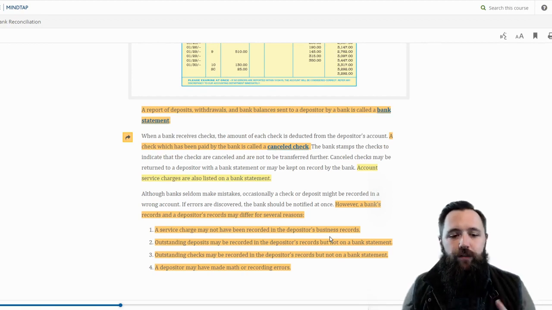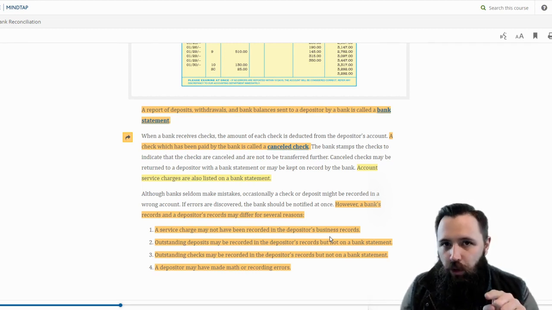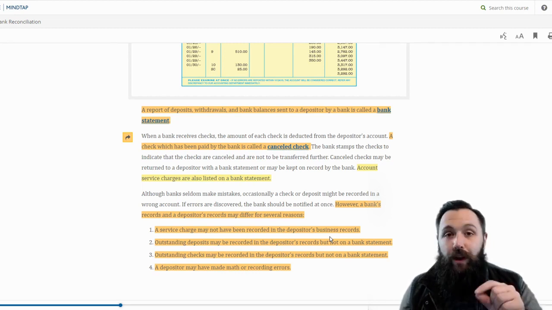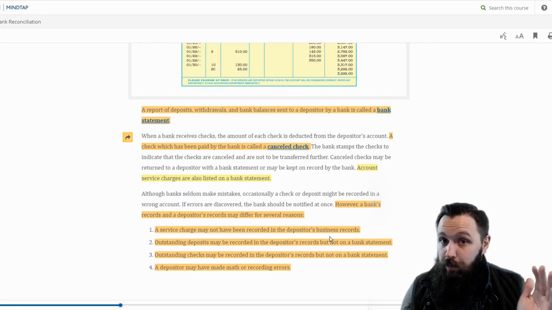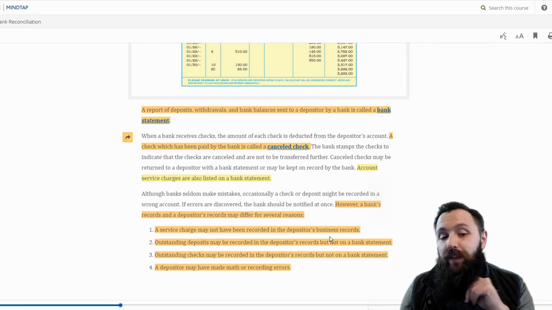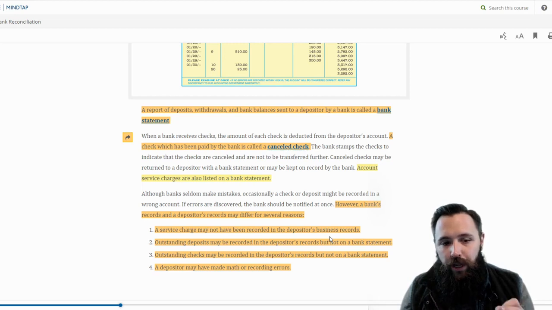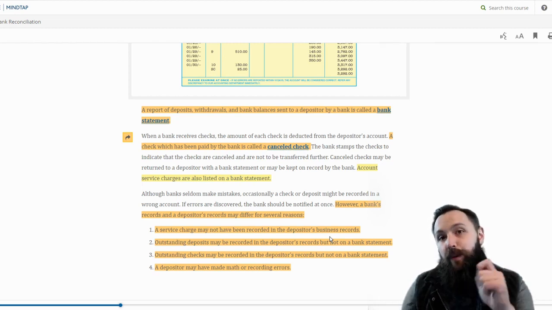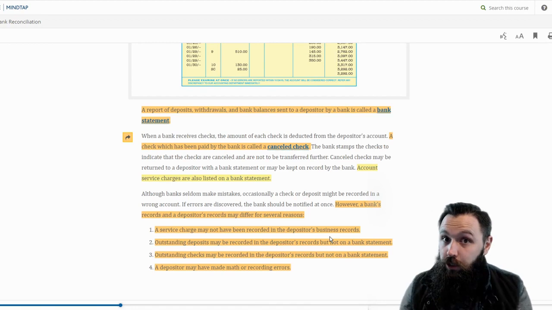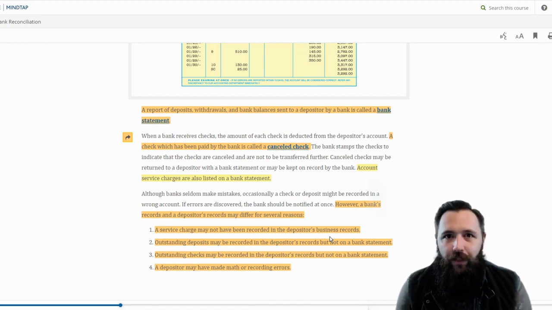The first one, a service charge may not have been recorded in the depositor's business records. When they say depositor, they're talking about you, okay? So we have the depositor's records, which is the checkbook. That's what we'll call it here, our checkbook. And then we have the bank statement. So what this means is the bank might charge you a service charge. And if the bank charges you a service charge, is it going to show up on the bank statement? Well, yeah, they're the one that's charged you. It's definitely going to show up there.